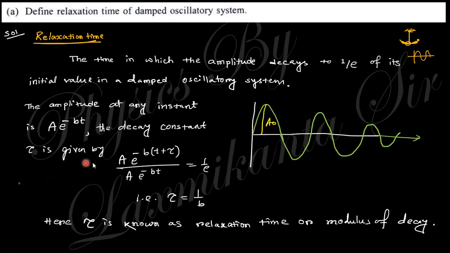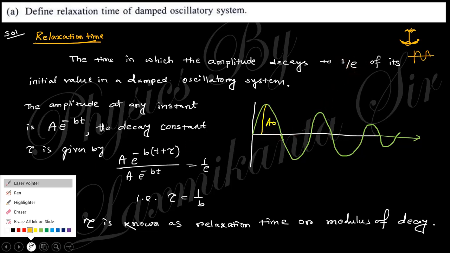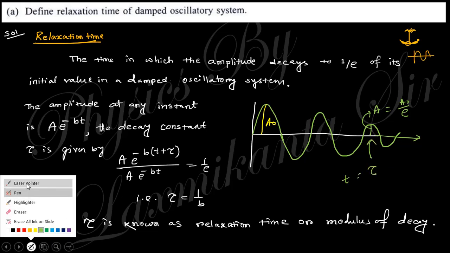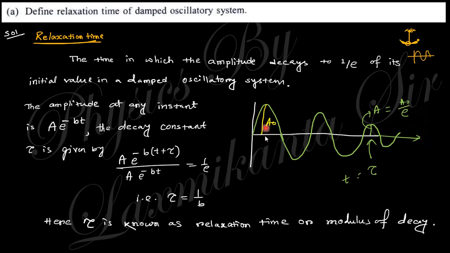In that case, the time in which the amplitude becomes 1 by e times its initial value. That means after some time its amplitude A can be written as A naught by e. So the time in which the amplitude becomes 1 by e times the initial amplitude, that is the maximum amplitude, is known as relaxation time. The time in which the amplitude decays to 1 by e times its initial value in a damped oscillating system is known as relaxation time.